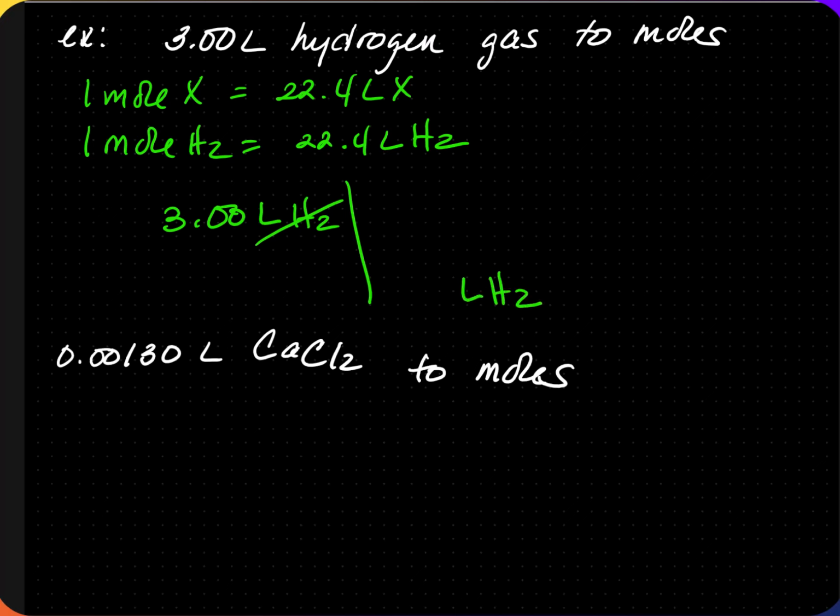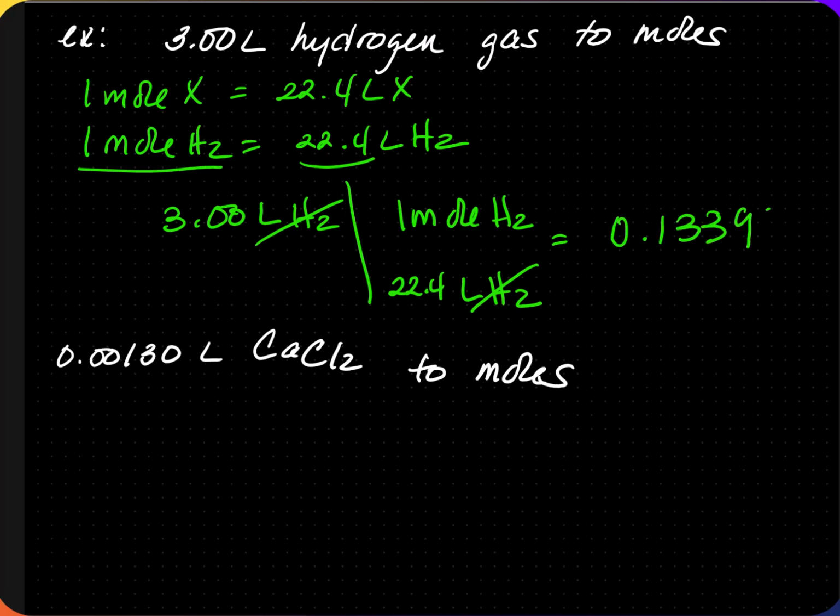The number in front of liters is 22.4. On top, it is 1 mole because it's equal to each other. They're equivalent. The liters of H2 cancel out. We have the unit we want, which is moles of hydrogen gas. So 3 times 1 divided by 22.4 is 0.13392.